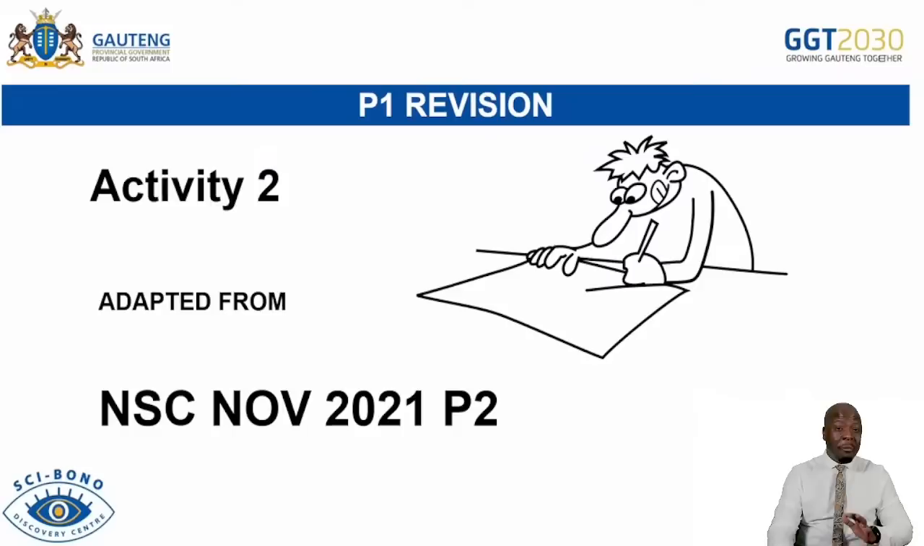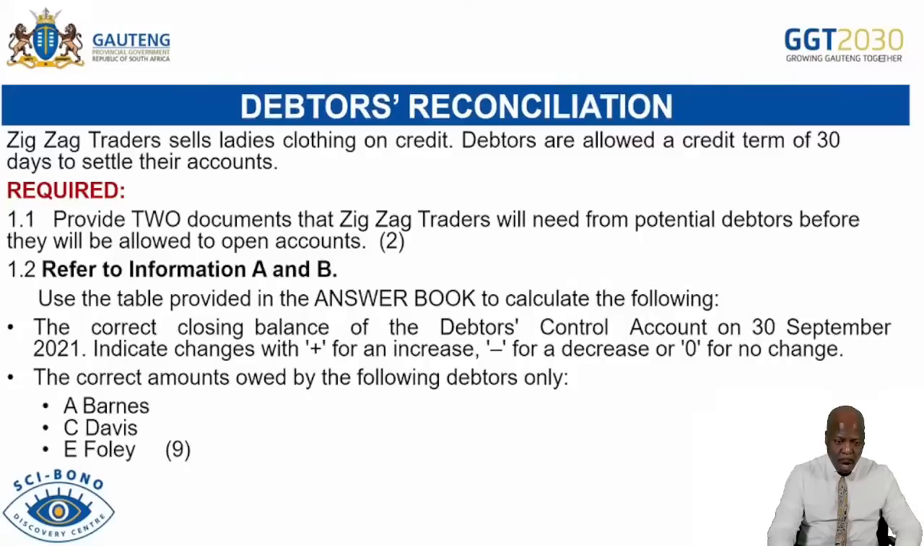You can see I'm moving a bit faster today because I have a lot of aspects that I need to cover with you. In this activity, we're going to look at the debtors reconciliation. So remember, I have done the bank reconciliation. I'm going to do the debtors reconciliation. I will not do the creditors, but over the weekend, take time to prepare on the creditors reconciliation in your own space. Let's go. So this relates to zigzag traders.